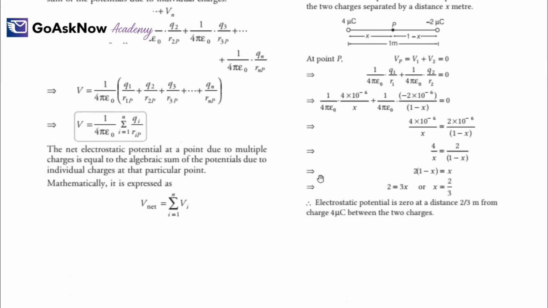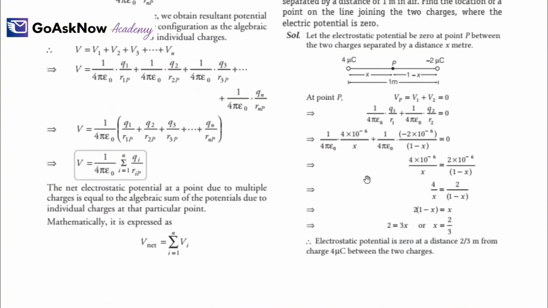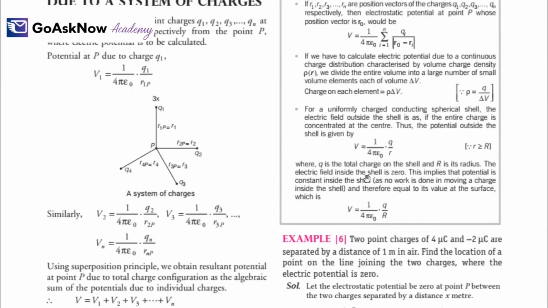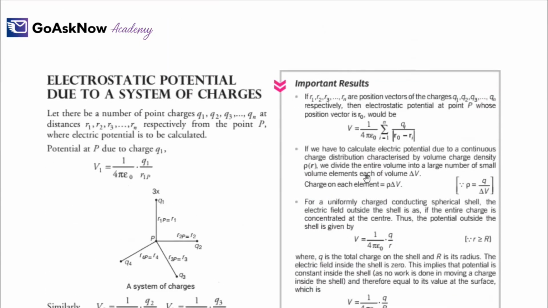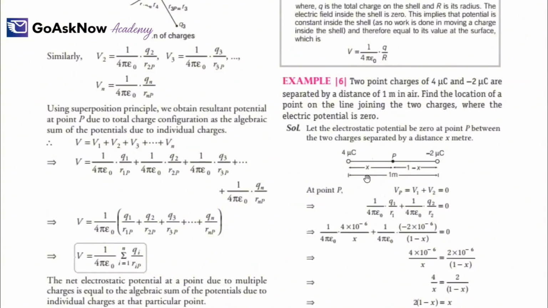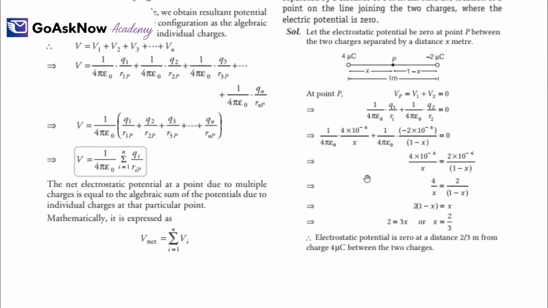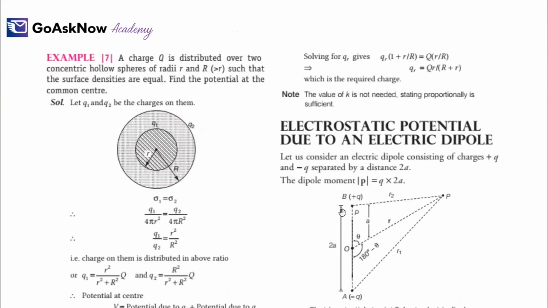Till yesterday, we have talked about electrostatic potential and electrostatic potential difference. And also, we have seen potential due to a point charge and due to a system of charges. So, we will continue our lecture today. We have ended here only. Example 7 will be started today.